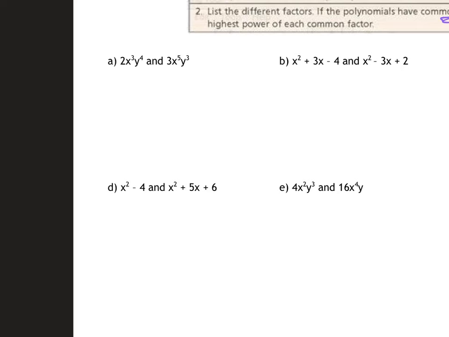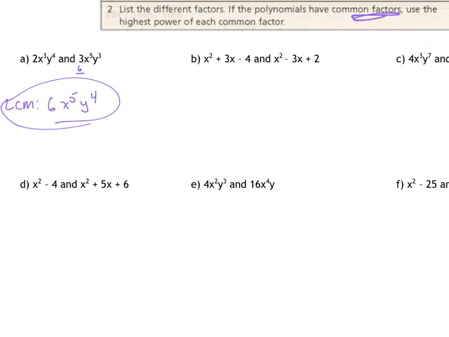So let's look at this. With 2 and 3, the least common multiple is 6. So nice and simple, 6 is my number. I've got x cubed and x to the 5th. X to the 5th is the bigger one, so that's the one I'm going to use. Y to the 4th and y cubed. Y to the 4th is the bigger one, so that's the one I'm going to use. Cool?